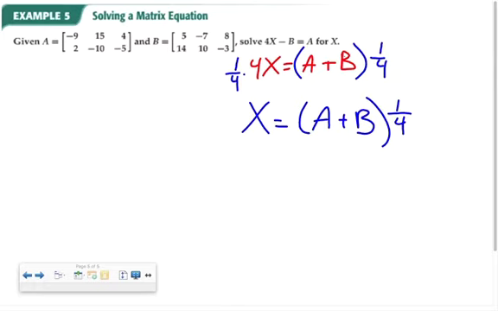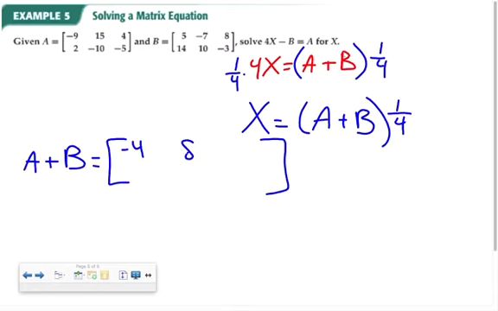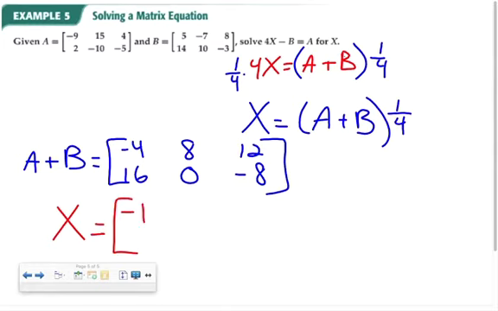All right, well, let's figure out what A plus B is. That's negative 4, 8, 12, 16, 0, and negative 8. And since X is 1/4 of this, I'm just going to take each term and divide it by 4. That means matrix X is negative 1, 2, 3. And then in the next row, 4, 0, and negative 2.